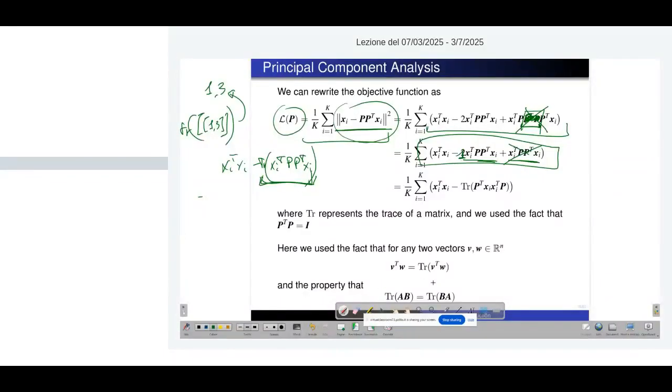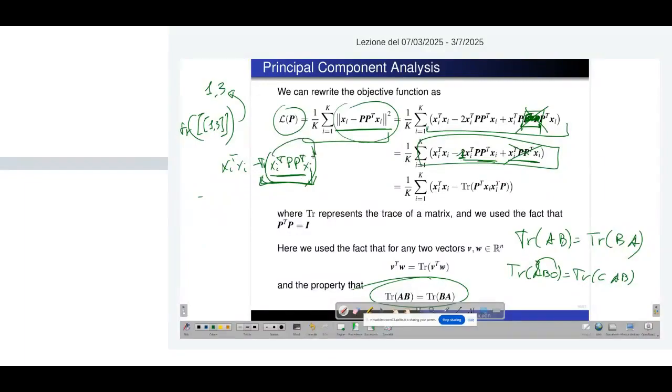Then, a property that you may not know: the trace of AB is equal to the trace of BA. The trace of a product is invariant to permutation of its elements. So, if I have ABC, this is the trace of CAB. I can perform a rotation where the last element comes back in front, and it's invariant. This is a property of the trace. Which means that the trace of this can be written how? I move xi transpose on the other side, then I move also P on the other side, and I write it in this way. Why?